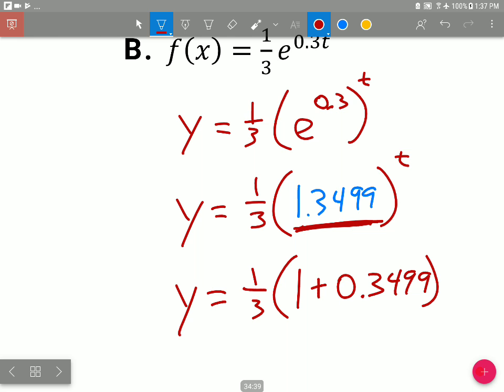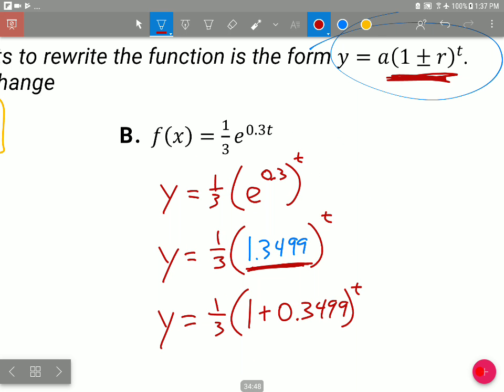0.3499. What the heck? Why you drop the 1? Remember, we're breaking it up to look like this. A 1 plus or minus our rate. So we want this number right there to look like 1 plus or minus something. Cool? So you can literally say this one is even easier because it's 1 plus that. It really is that simple. Okay?